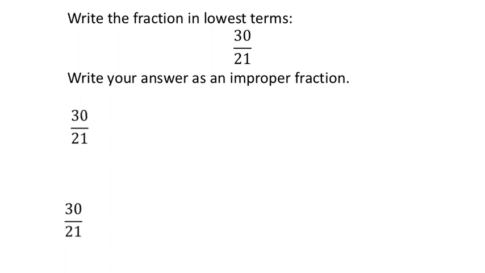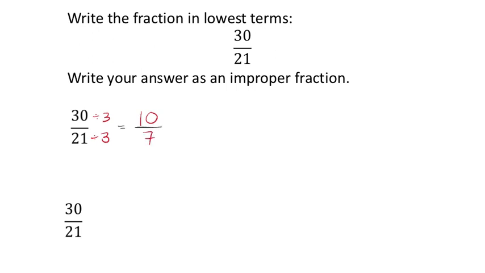I'll start with just our first method, which was just straight division, right? So we're going to look at 30 and 21. Is there a value I can divide these both by? Well, there is. I would take the 30 and the 21, and I would divide them both by 3. I know they're at least divisible by 3. Let's see if it's more, though. 30 divided by 3 would be 10. 21 divided by 3 would be 7.